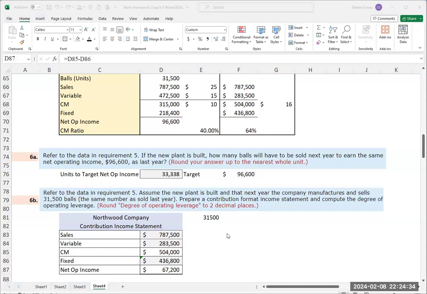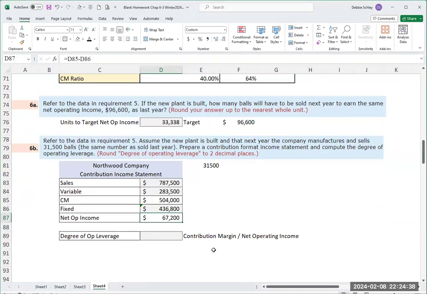And now they want to know what is the degree of operating leverage. So remember that is equal to the contribution margin divided by the net operating income. So my degree of operating leverage is 7.5. And that's it.